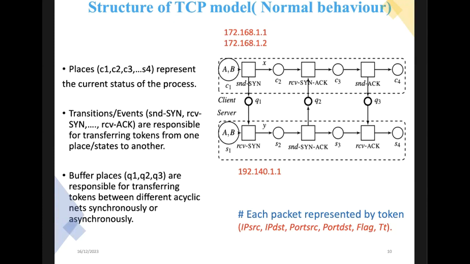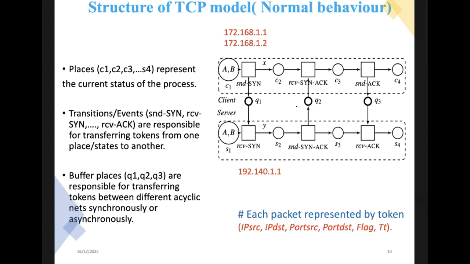The CSA-Net, as we said, is a visualization framework designed to assist in analyzing cybercrime investigation. So we use an acyclic net to represent different subsystems. In our case, the client and server are individual subsystems connected through buffer places. Structurally, as you can see in the figure, the three-way handshake process can be represented by two different acyclic nets linked by three buffer places.